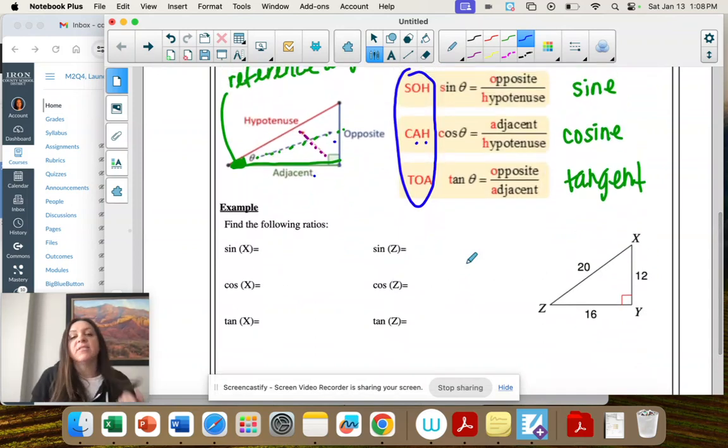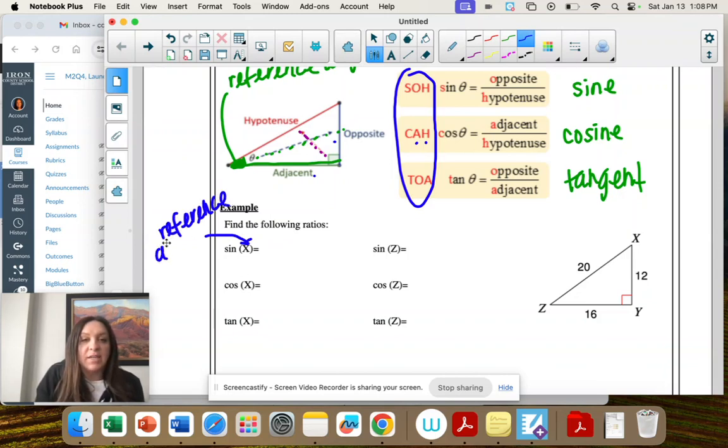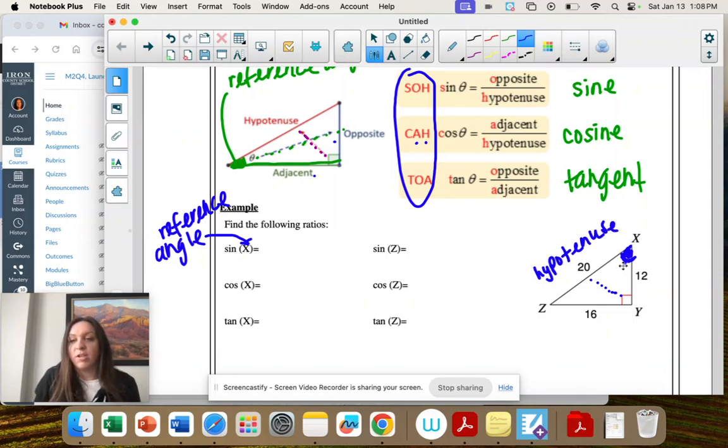So when we write these, x is the reference angle. Whatever's next to sine, cosine, tangent is the reference angle. So this would be our reference angle if I want to write these ratios. So always label the sides. Across from the right angle is the hypotenuse. Across from our reference angle is the opposite. And then I always do adjacent last. It's the one next to the angle.